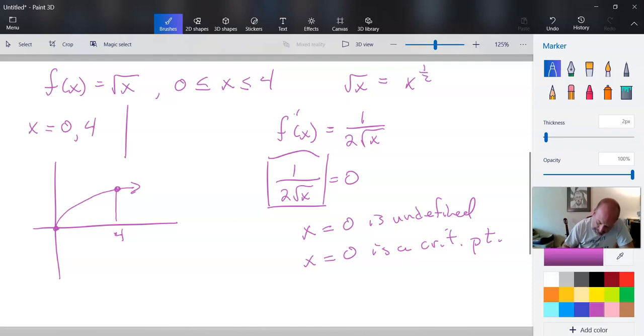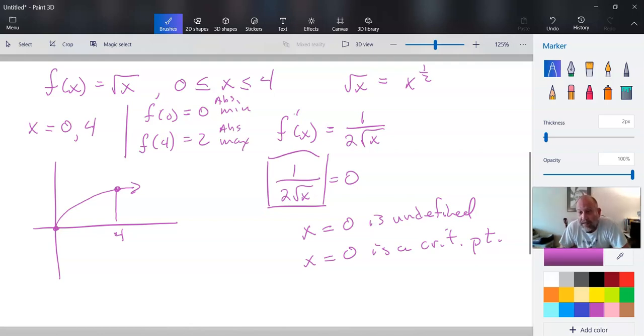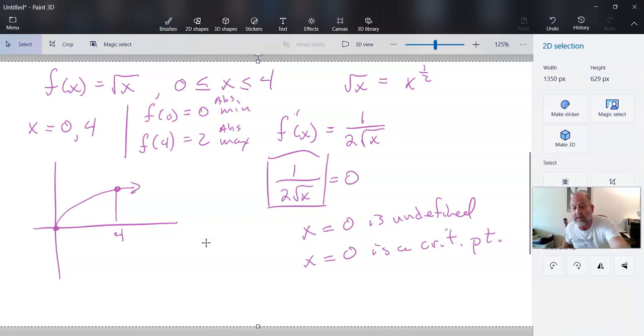So let's evaluate our endpoints. So f of 0 is 0, and f of 4 is 2. So this is our minimum. This, I should say, absolute. And this is our absolute max over that interval. And some of this stuff is pretty straightforward. Some of it gets a little, I don't know, twisted. And other times it's just hard to picture what you're working on. And when it's hard to picture what you're working on, well, it actually gets very confusing. So being able to picture it is actually a good idea. Okay, so let's look at another example.